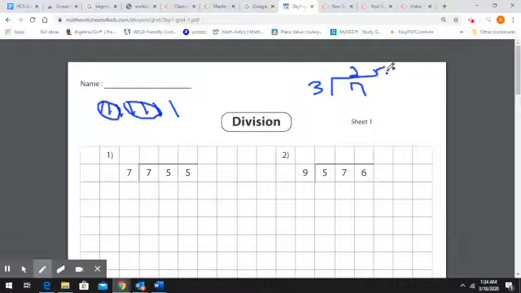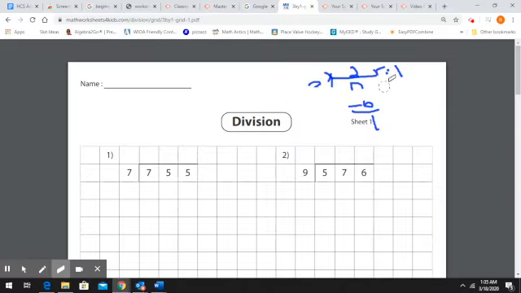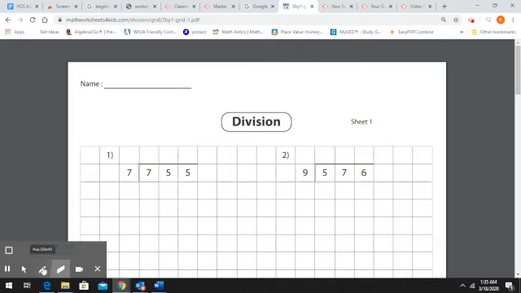Well, how did I get that? By multiplying, I would say 3 times 2 is 6. And then I subtract, and I have a remainder of 1. Well, that's the same thing you did over here, except you had counters to do it. But as you get older, you don't want to use counters because it takes longer. And the larger the number is, the more counters it takes, and you don't want to do that. So you want to be able to know how to divide large numbers.